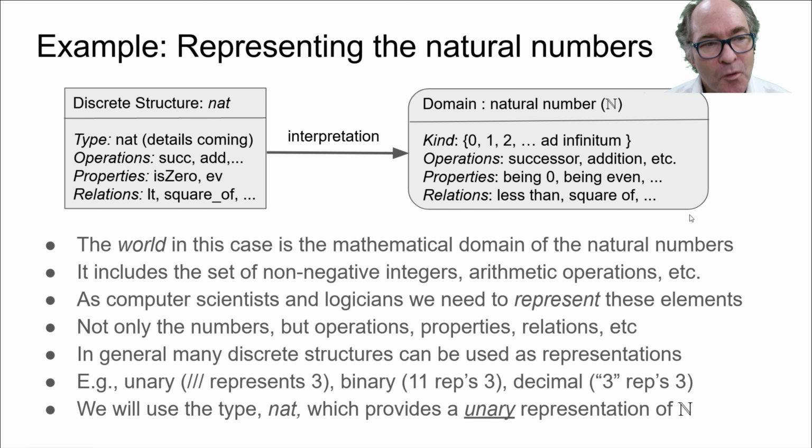So let's take a somewhat in-depth example in which we're going to represent the mathematical domain of the natural numbers, on the right in this diagram, with a particular kind of representation that is, in essence, what we call a unary representation of natural numbers. You might be familiar with binary, in which we have two digits, 0 and 1, that we string together to represent numbers, but unary is even simpler.